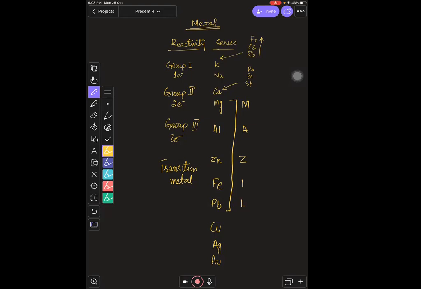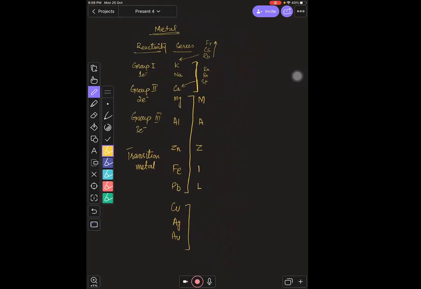So these 5 are moderate reactive, and these 3 are highly reactive, and these 3 are least reactive, right? So you need to learn the reactivity series in this way: group 1, group 2, group 3, and then transition metals. The first block of 3 elements are highly reactive. They are highly reactive, most reactive, too much reactive, right? And they are moderate reactive. They are just moderate reactive.